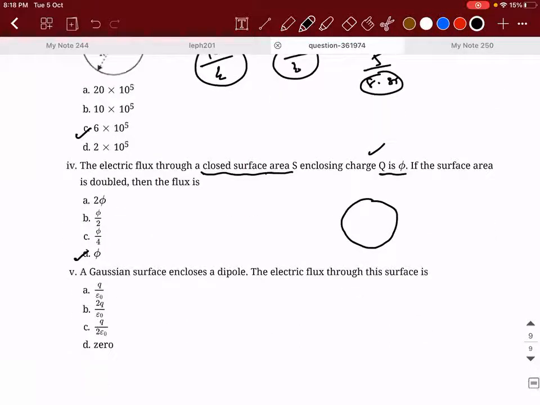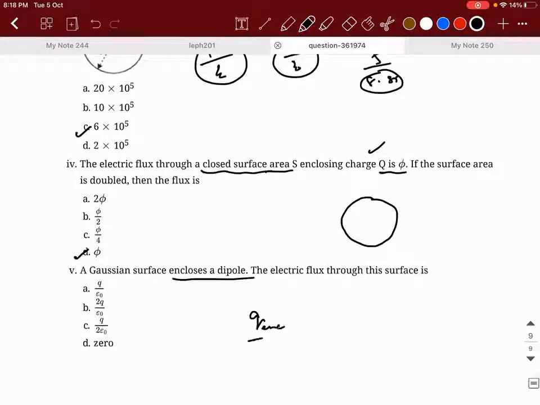Last question. A Gaussian surface encloses a dipole. The electric flux through the surface? Easiest question. Yes, sir. Q enclosed divided by epsilon naught. What is the total charge enclosed by a dipole? Zero, sir. Right.